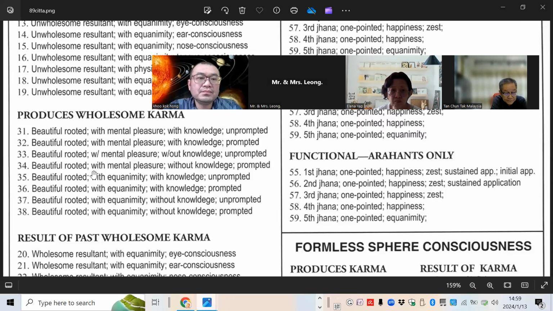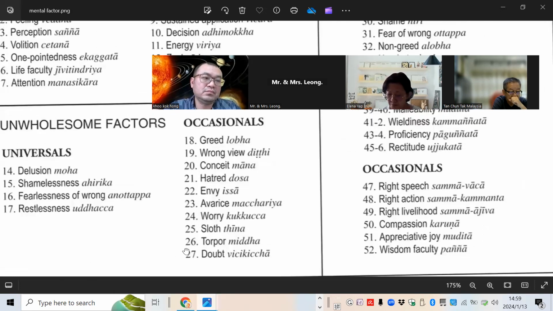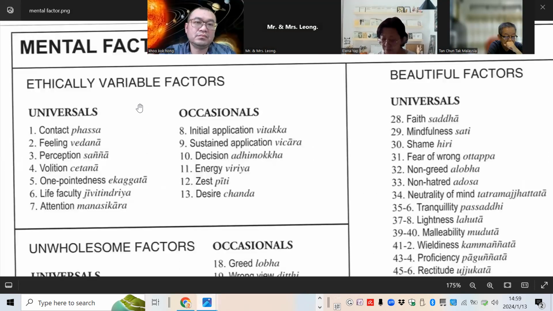Now, third and fourth couplet. Class, do you see equanimity or not? Here, 35 to 36, they are all equanimity. So this is the reason he said that: since all is equanimity, the feeling will be equanimity. And because the feeling is equanimity, we have to remove the piti, the zest. Why do we say so? Class, take a look. Here is the ethical variable factor, where we will see the zest. But like we mentioned, they are all equanimity in the third and fourth couplets, so zest has to be excluded.